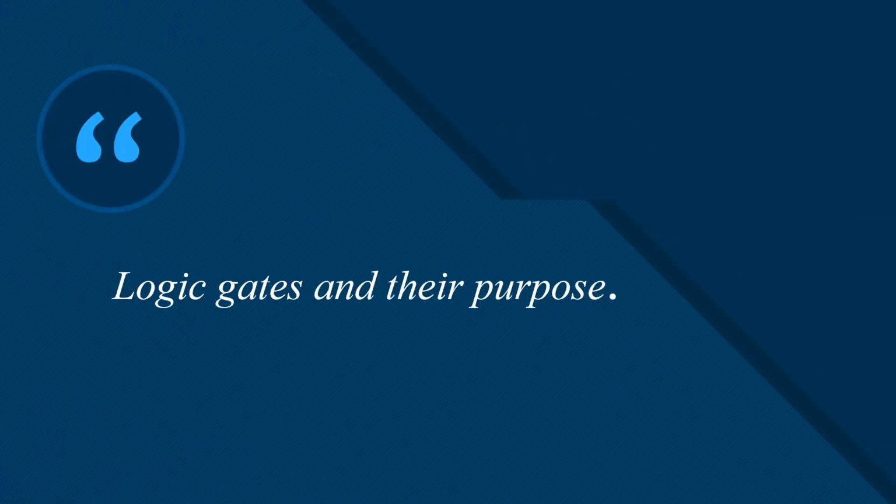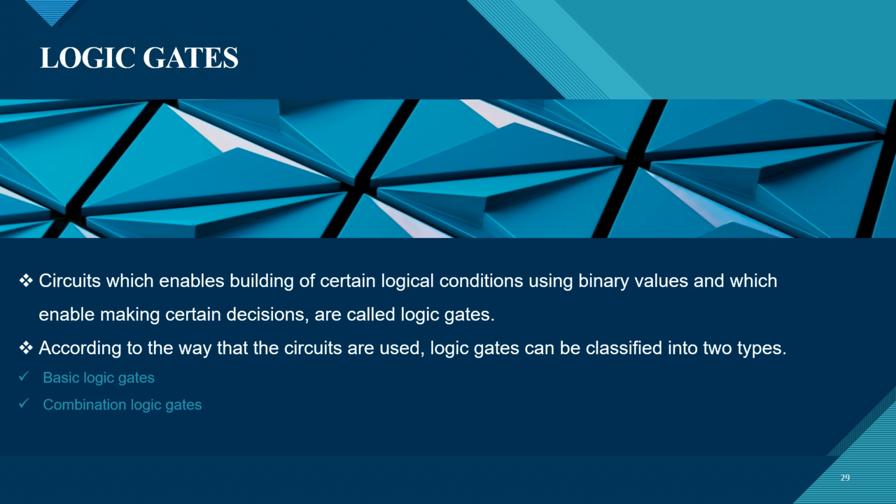Next topic is logic gates and their purpose. Logic gates. What is meant by logic gates? Circuits which enable building certain logical conditions using binary values, and which enable making certain decisions, are called logic gates. According to the way that the circuits are used, logic gates can be classified into two types: basic logic gates and combination logic gates.